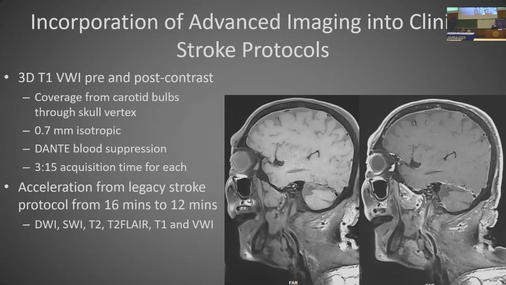And then what we did is we took our whole stroke protocol, which was 16 minutes, and we leveraged acceleration across the board for all sequences. And when you combine the vessel wall imaging, it went from that 16 minutes for the legacy protocol down to a 12-minute scan time. So we actually improved our efficiency while adding vessel wall imaging, improving the quality of the imaging that we were providing.